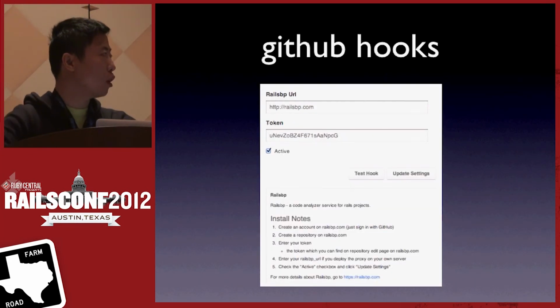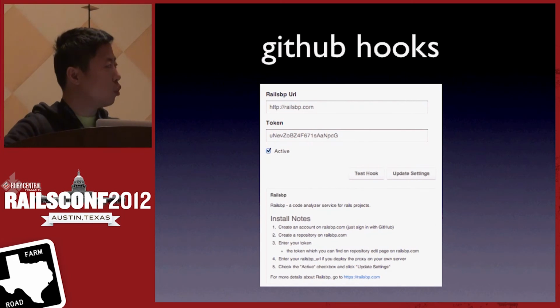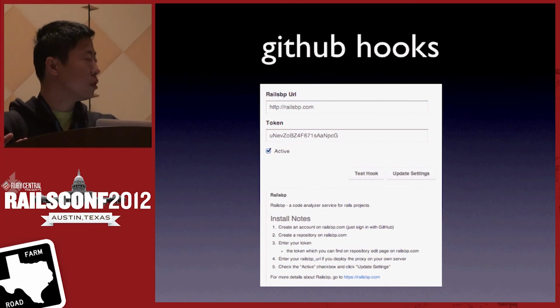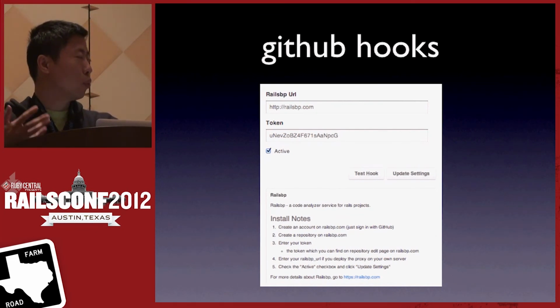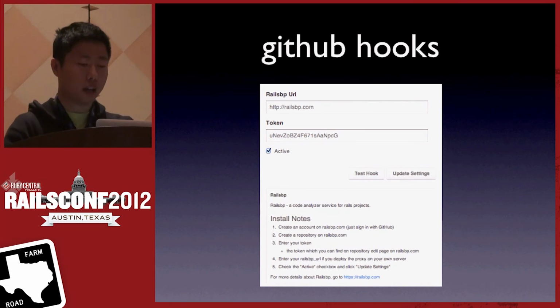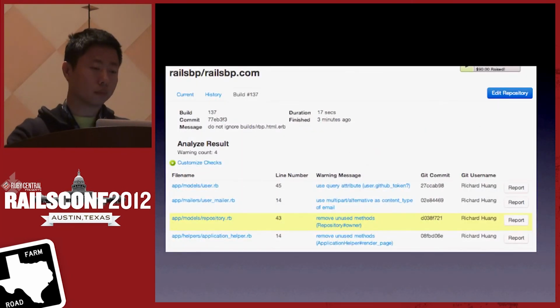There is a railsbp service hook on your GitHub repository admin page. After you register your repository on railsbp, you will be assigned a token. Just set the token in this hook page and activate this hook. If you activate it, then every time you push code, GitHub will notify us so we can analyze the source code for you.